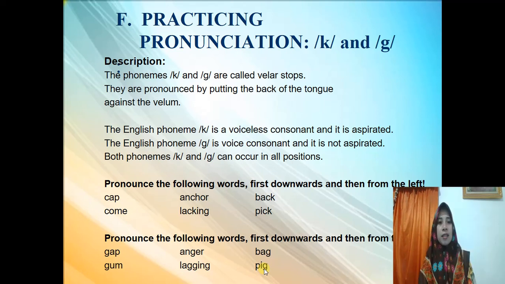There is a difference when we pronounce the English phoneme K and the English phoneme G. For the contrast, let us practice pronouncing them. For example: cap, gap, gum, anchor, anger, lacking, legging, back, pig. You may try by yourself for practicing your pronunciation at home.